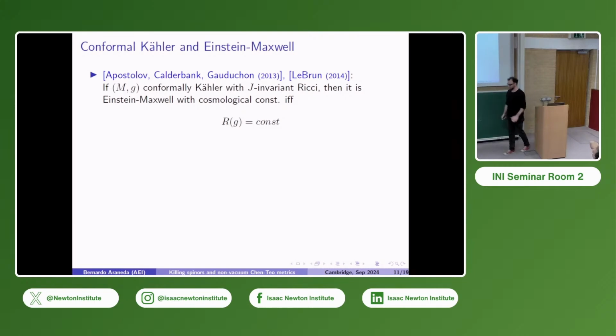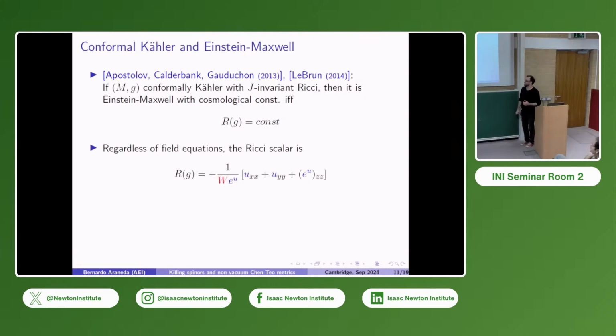So you don't need to solve the whole system of nonlinear coupled PDEs, which is the Einstein-Maxwell system with cosmological constant. You just need to focus on the Ricci scalar. If it is constant, then automatically it's a solution to the whole system. So that's quite remarkable to me.